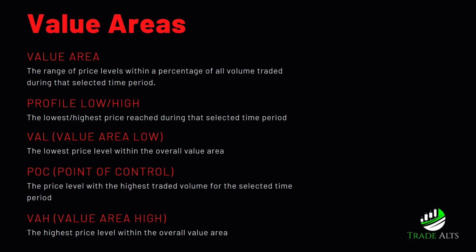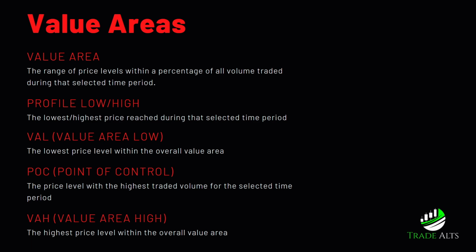All right, so the fixed range tool, again, we're going to start to discuss what it's actually measuring. Okay, so value areas. A value area is the range of price levels within a percentage of all volume traded during that selected time period. The percentage is 70%, that's what that setting is from the previous slide, right? So we're measuring the value area. It will represent 70% of the volume that's there.